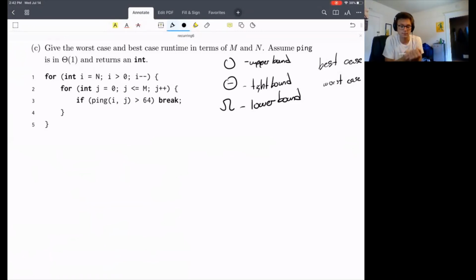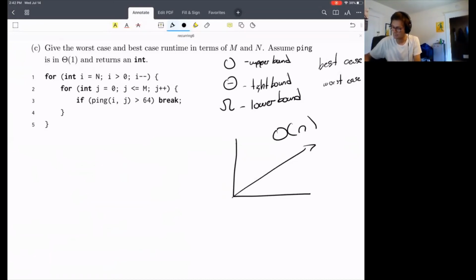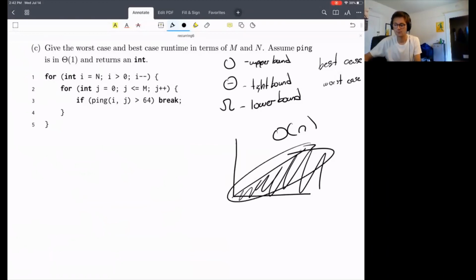It is true that these things are related though, because remember, if a function looks like this, is an O of n, it means it's at or below this line, right? So if I ask you, what is the worst case of this function? The worst case is n, right? Because if this is the most time the function could possibly take, then that's the worst case.